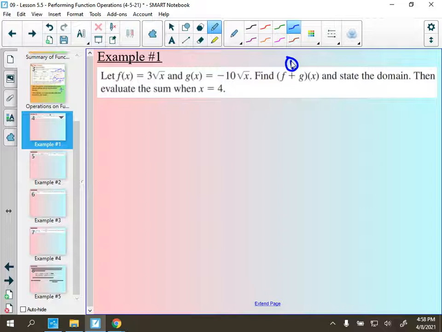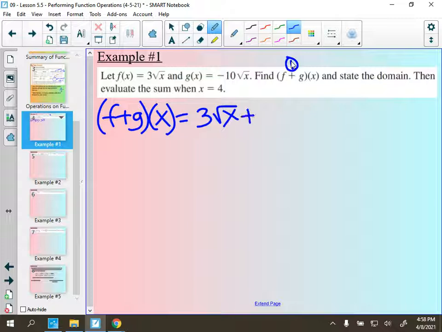So the interpretation there is, and I'd like you to use the notation, let's get familiar with using this function notation. What is f plus g of x? It's equal to adding the 2 functions together. So taking 3 times the square root of x and adding it to g of x, -10 times the square root of x.